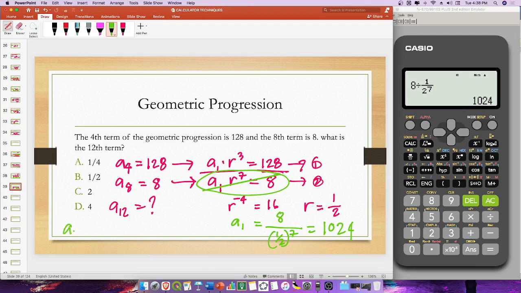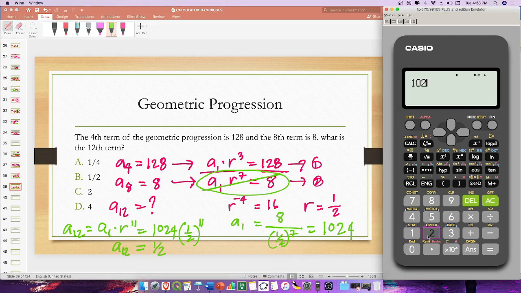Now to solve for a12, we can just use a1 times r raised to 11. Since a1 is 1024 and r is 1/2, that will be raised to 11. So the value of a12 is equal to 1/2. Try that in your calculator: 1024 multiplied by 0.5 raised to 11. There you go, the answer is 1/2.